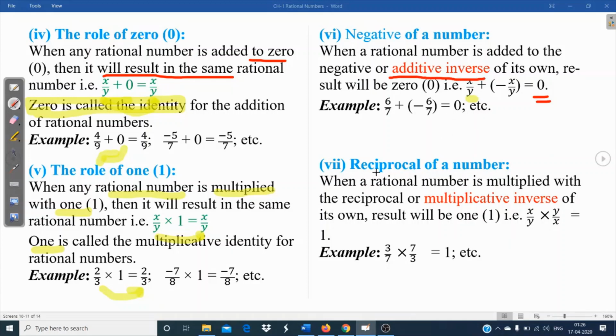Now our seventh property is reciprocal of a number, which is also called multiplicative inverse property. So if a rational number x upon y is multiplied by the reciprocal of that number, if the number is x upon y, its reciprocal will be y upon x. So all the terms will be cancelled out. Final answer will be 1. Here is an example given, 3 by 7. If we multiply this by the reciprocal of this number, reciprocal means 7 by 3, all things will be cancelled out and what we will get? 1.